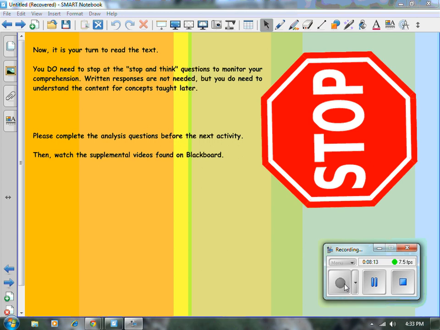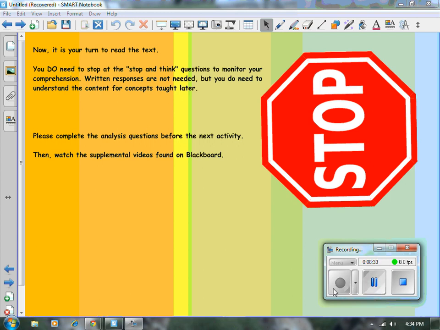Stop and think. Find magnesium on the periodic table. What is magnesium's chemical symbol? What family does magnesium belong to? Is magnesium a solid, liquid, or gas? Based on the family, would you expect magnesium to be very reactive, somewhat reactive, or not reactive at all?